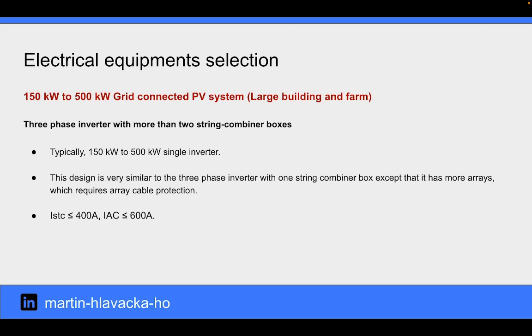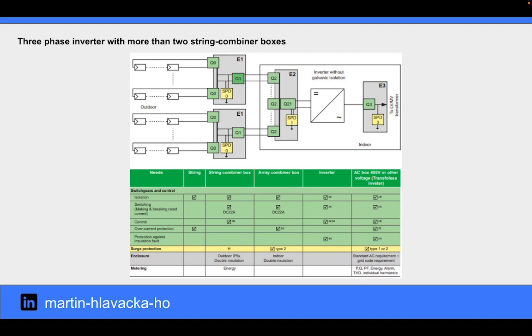Now let's have a look at the electrical equipment selection for grid-connected PV systems in the range from 150 to 500 kW. The design where a single MPPT inverter up to 500 kW is installed with more than two string combiner boxes is very similar to the three-phase inverter with one string combiner box, except that it has more arrays which requires array cable protection.